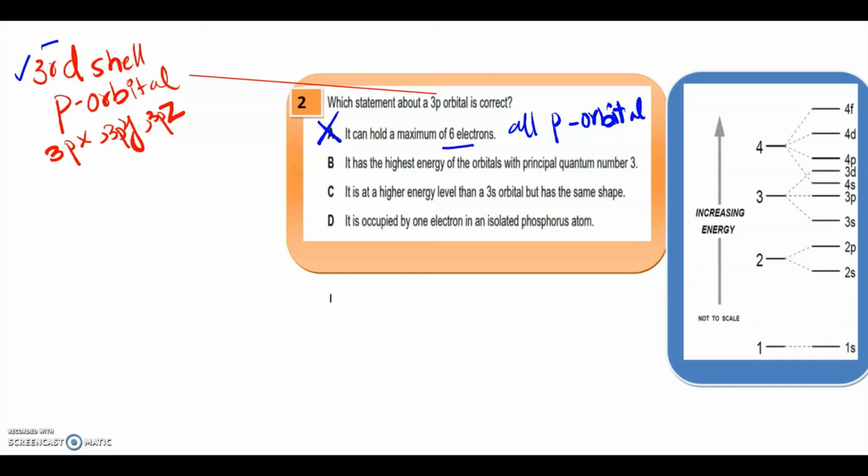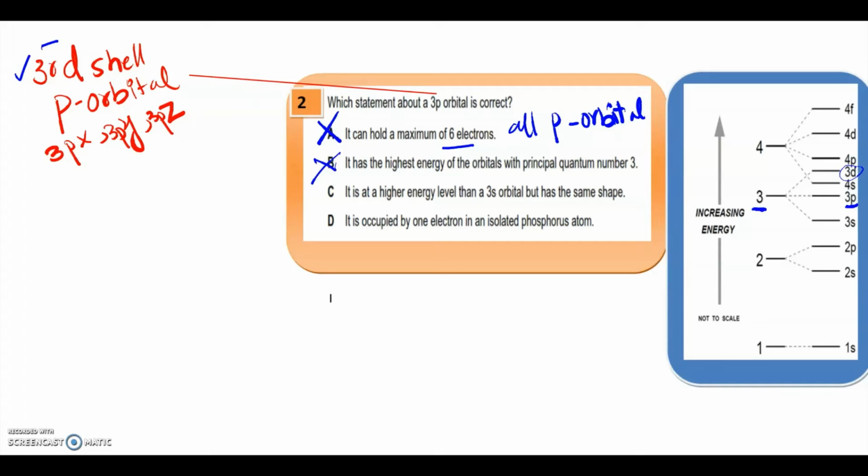B option, it has the highest energy of the orbitals with the principal quantum number 3. No, it is not the highest energy in the third shell. You can see here we are in the third shell, and in the third shell we have 3p and we have another orbital which has the highest energy, it's the 3d orbital. So this statement will be incorrect.